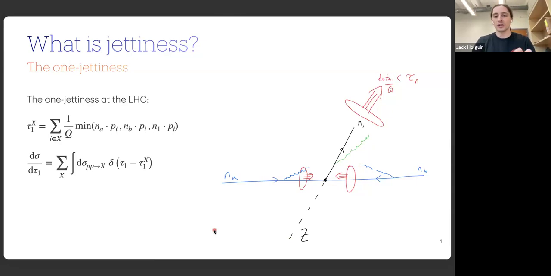Okay, so I'm going to focus on just the one jettiness observable. So this is an observable where we've got 2 protons coming in, and then it produces a single jet coming out and an associated recoiling neutral particle, such as the Z boson. And we're looking again at the total amount of light cone momentum going down each of these 3 axes, so the beam line or the axis aligned with the jet.